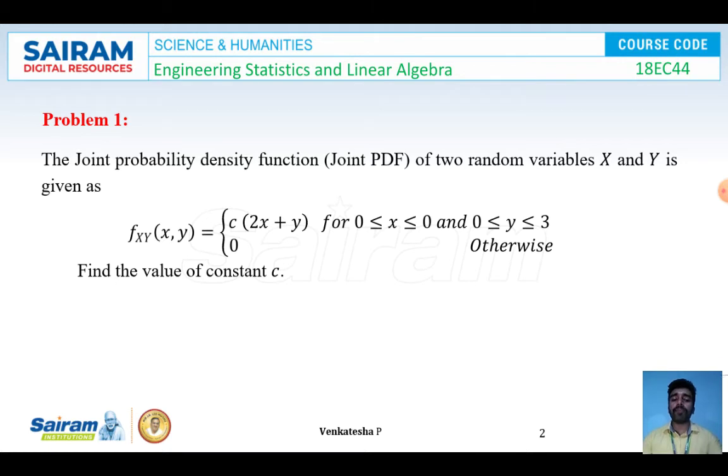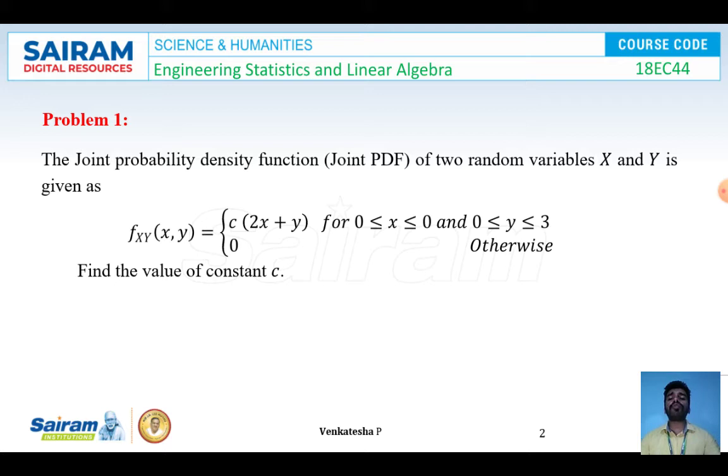Problem number 1. The joint probability density function or joint PDF of two random variables x and y is given as f(xy) of x comma y is equal to c into 2x plus y for 0 less than or equal to x less than or equal to 2 and 0 less than or equal to y less than or equal to 3. Find the value of constant c.